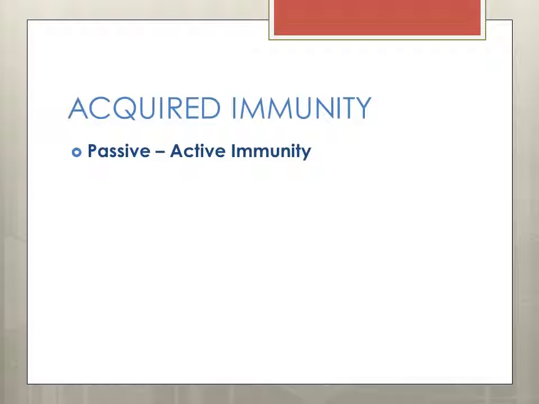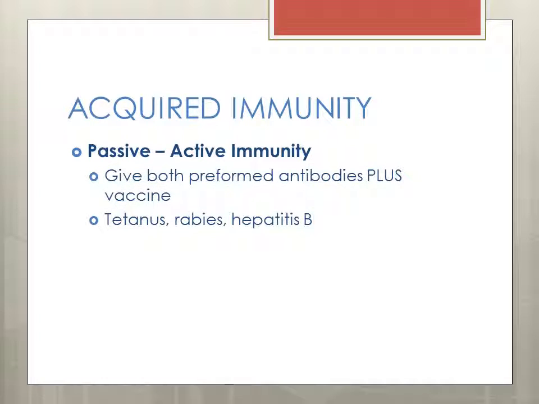Now we go into passive-active immunity, and these are both preformed antibodies plus vaccines. So vaccines are your active, antibodies are your passive immunity, right? And this is given for tetanus, for rabies, hepatitis B.